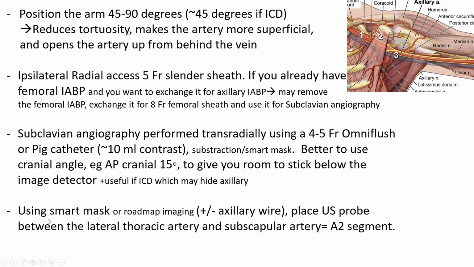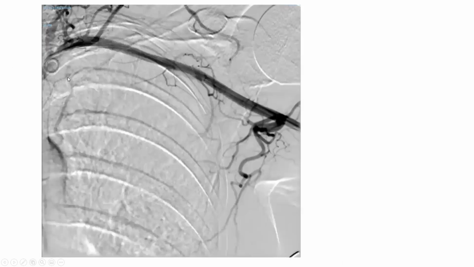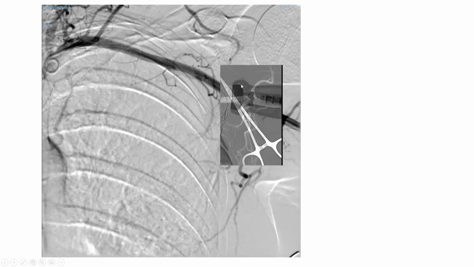Once you do your angiography, use a smart mask imaging and place your ultrasound probe at the target area in A2. So we obtained this image by angiography. We did the smart mask. Then on top of this image, I see my lateral thoracic and I see my subscapular artery. I need to stick in this area, in between, but close to the lateral thoracic artery. But I want to stick with ultrasound, not with direct fluoro imaging. So here's what I do.